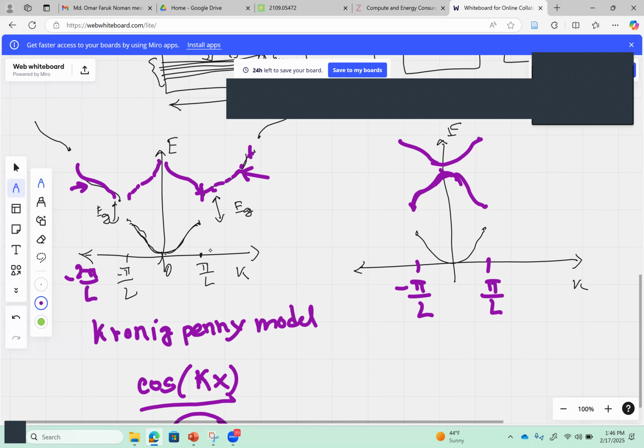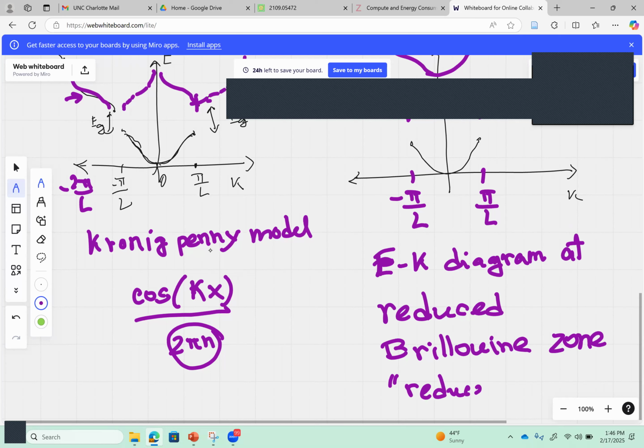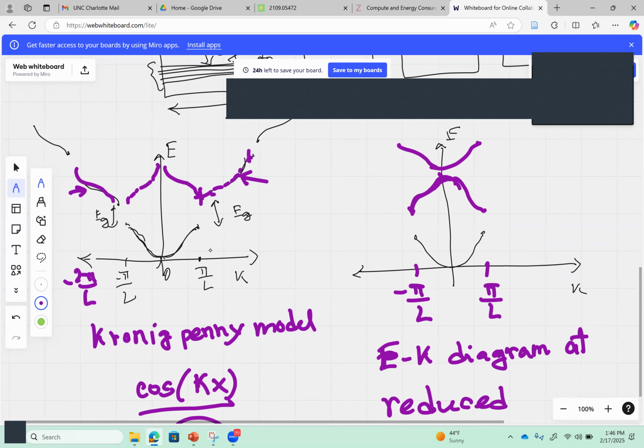So this is called the reduced EK diagram at the reduced Brillouin zone. Or in short, sometimes it's called just the reduced EK diagram. Okay, reduced EK diagram. So the bottom line is, we can draw the EK diagram within only minus pi by L to plus pi by L.